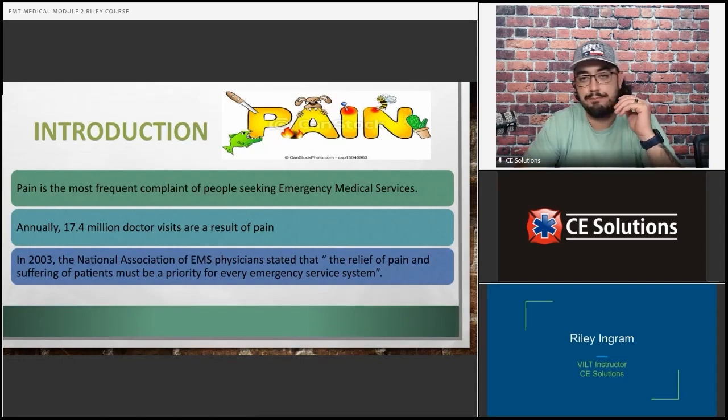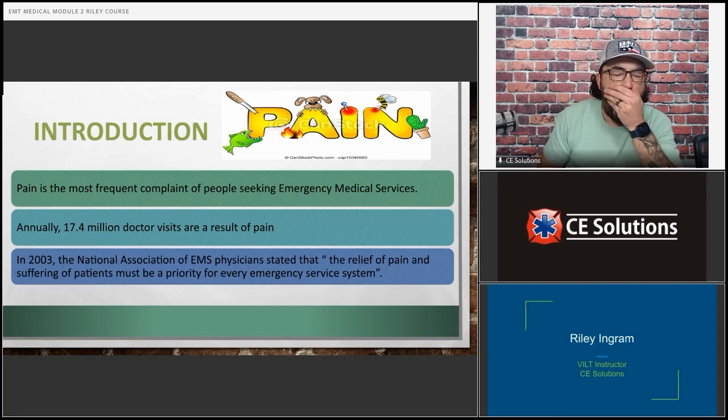All right. So let's get into the meat of it. Introduction. Pain is going to be the most frequent complaint of people seeking emergency medical services. No matter what, right? We could be going to respiratory difficulties, someone having difficulty breathing. When we get there, they say, yeah, man, it hurts whenever I take a deep breath, or it hurts when I breathe, period. Excuse me, guys. I'm sorry. There are lots of different avenues you could go down there, right?